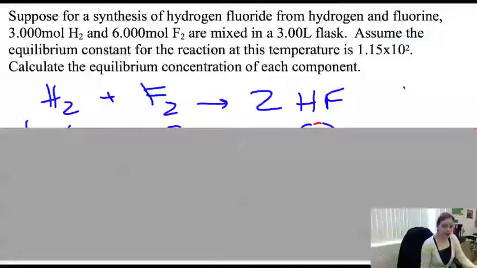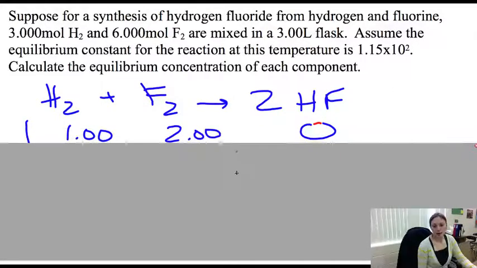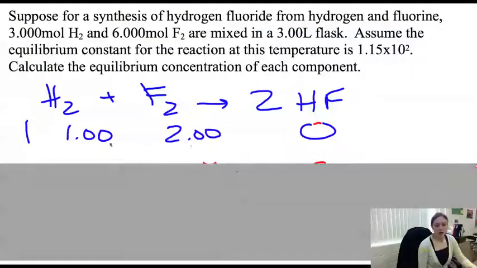I do my ICE table. So I start out with my initial concentrations. So I have the I, all right? I know it's 1, 2, and 0 because it's 3 divided by 3 for H2, 6 divided by 3 for the F2, and it didn't give me anything for the HF, so then I know that that's 0.